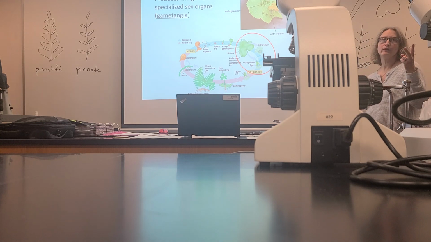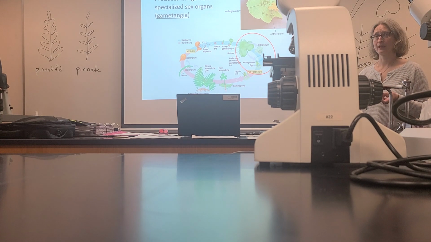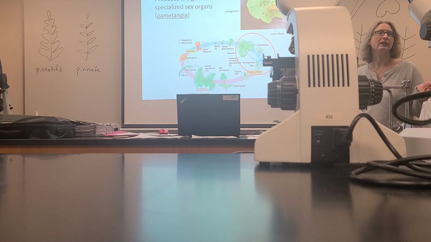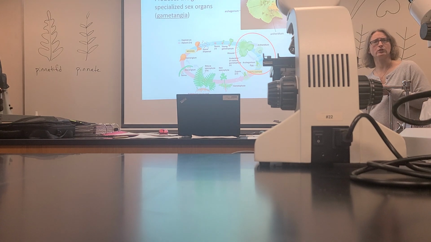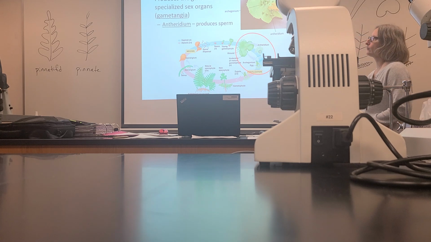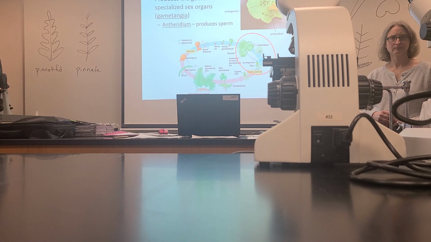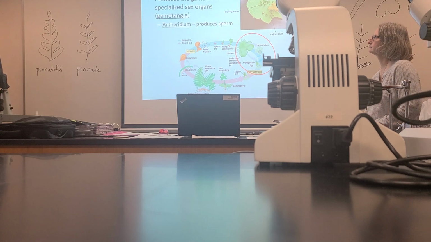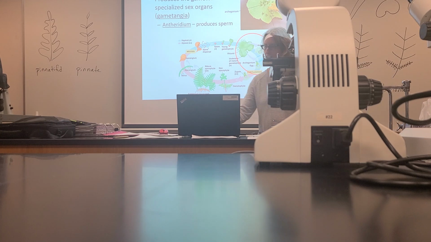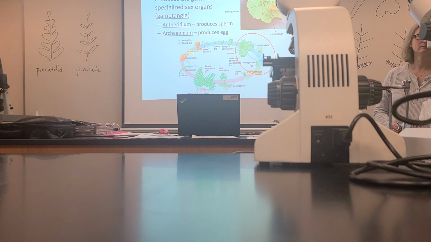But there are two different types of gametes, right? There's a sperm and there's an egg. So there are two different types of gametangia. One type makes only eggs and one type makes only sperm. So we have a male gametangia and we have a female gametangia. The male one is called the antheridium. Antheridia can only make sperm. They can't make eggs. And then the female gametangium is the archegonium. It can only make eggs, not sperm.